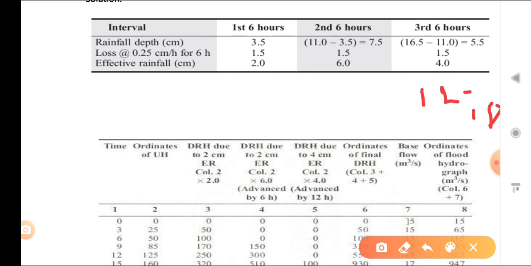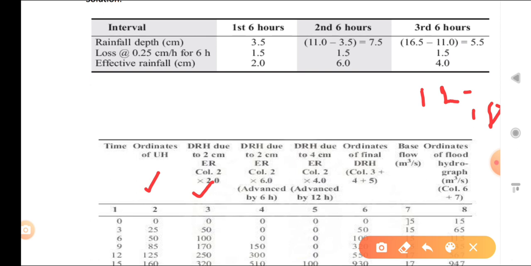So what we have to do? First of all, we have to write the given values in column 1. In column 1, time is given, and ordinate of unit hydrograph is given. So now we have to find the DRH. 3 rainfall intensities are given. First effective rainfall is how much? 2 centimeter. So we have to find the DRH due to 2 centimeter effective rainfall in column 3. How will we find column 3? We find column 3 by multiplying column 2 by 2. So now you can see I am showing some entries.